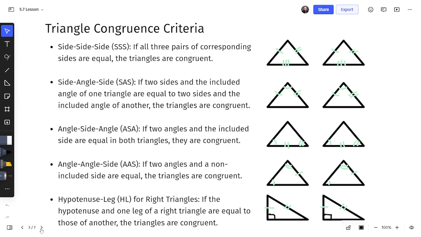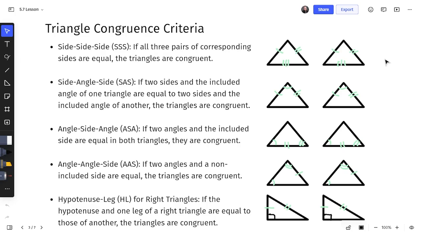We also have 5 different triangle congruence criteria that we can use to prove that triangles are congruent to each other. We have the side-side-side triangle congruence criterion. That says that if all 3 pairs of corresponding sides are equal, then the triangles are congruent. And as you can see, all 3 pairs of corresponding sides are marked as congruent in our little helpful diagram here.